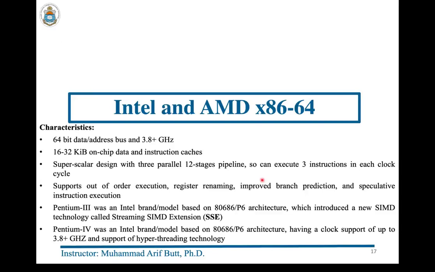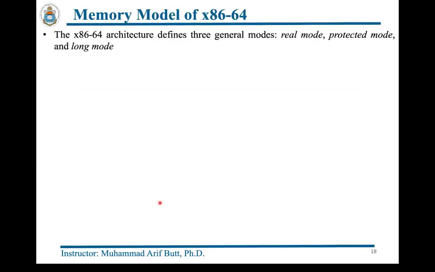Okay, so dear students, finally, in 1997, Intel launched the P6 microarchitecture, also referred to as the 686 architecture, and later in 2003, the famous x86-64 architecture was launched together by Intel and AMD. Well, it was a 64-bit architecture along with many other new features which are not of our concern right now. We have talked about these in the previous session. Well, my dear students, the x86-64 architecture defines three general modes for memory: the real mode, the protected mode, and the long mode.